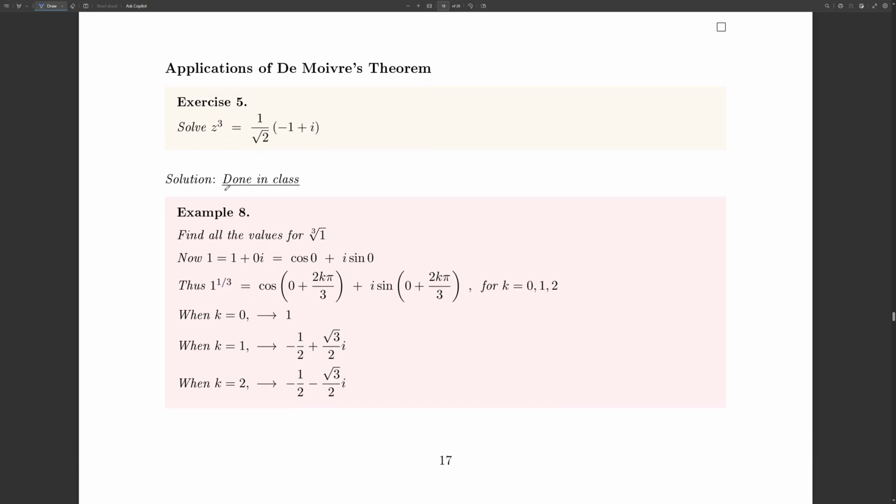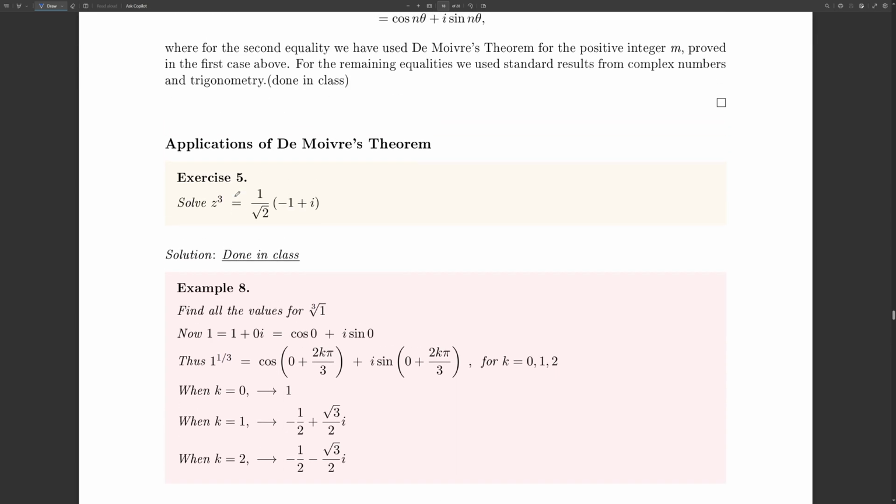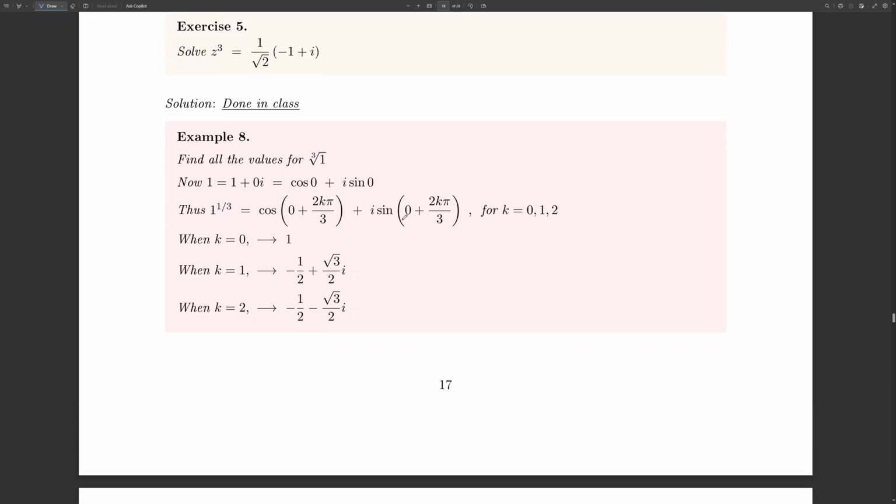So this is where we're gonna begin the video. Okay. So we have a question here, this exercise. But before we do this exercise, which seems a little bit tricky, let's look at this example.